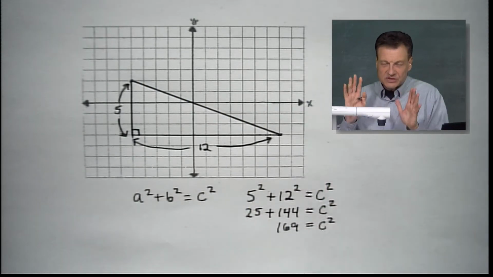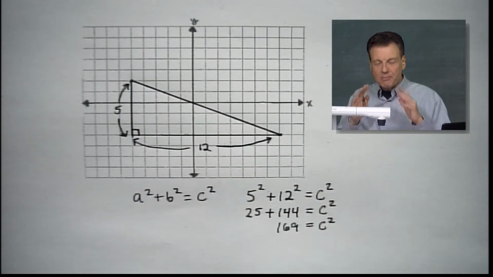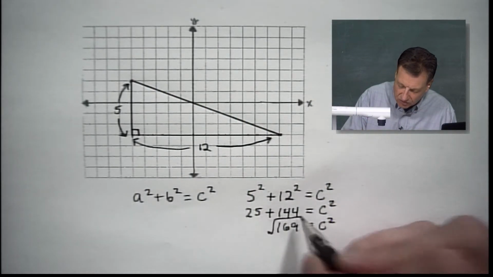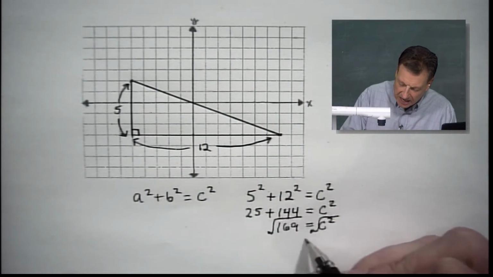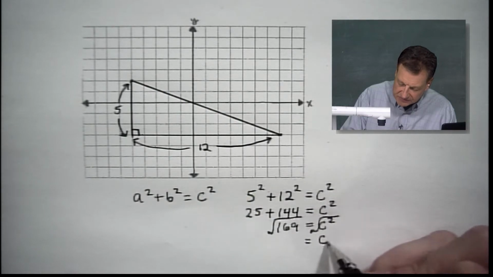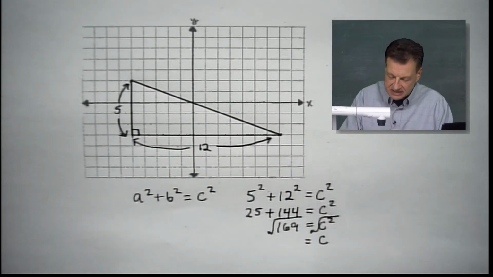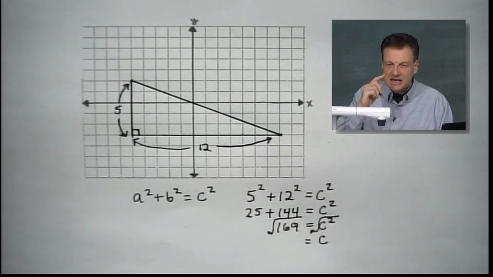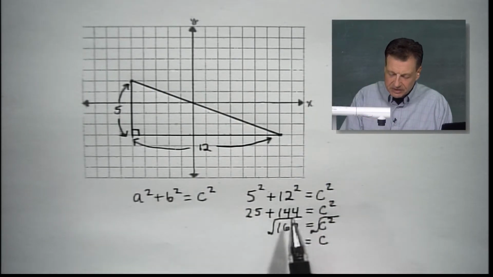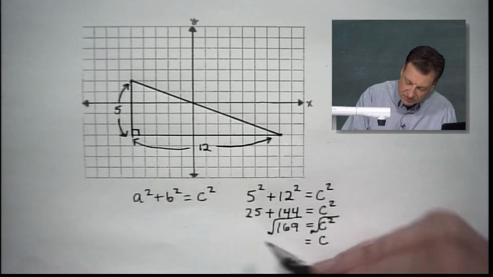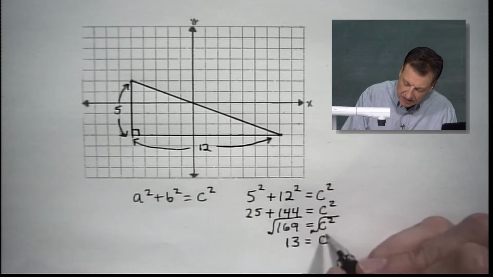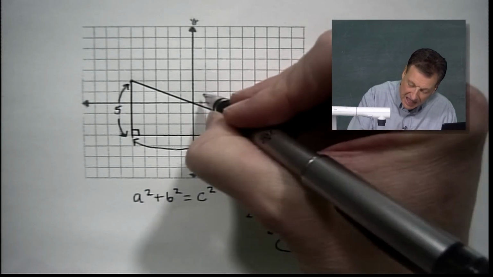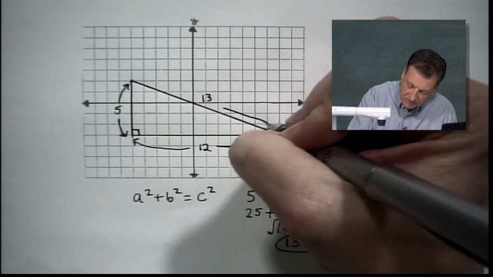Now that's the beauty of this one. 169, it is a perfect square. So let's square root, run right through it. And you know what? That's going to give us c because that's what it does. It offsets the c squared. 169 is a perfect square. It's just a little bit above 144. Well, it's going to be 13. And 13, my friend, that is the length of this segment.